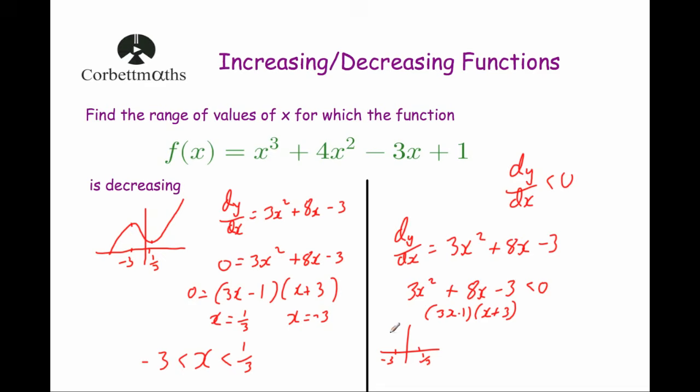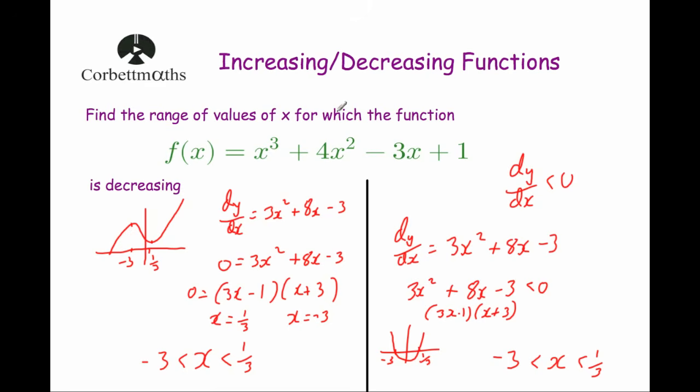If we sketch that, the quadratic would look something like that. We're trying to find when it's going to be less than 0, so that will be in between negative 3 and 1/3. So x will be less than 1/3 but bigger than negative 3. And as you can see, both approaches give you the same answer.